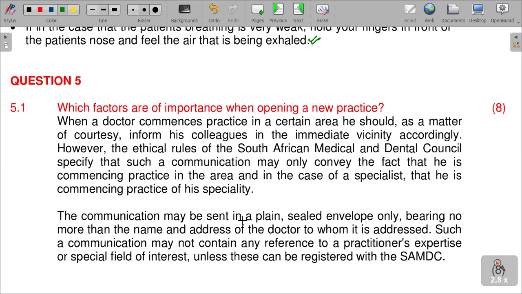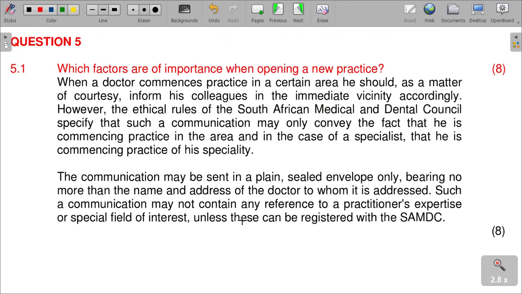Question 5. Which factors are important when opening a new practice? 8 marks. When a doctor commences a practice in a certain area, he should, as a matter of courtesy, inform the colleagues in the immediate vicinity accordingly. When a new practice is to be started in a new area, the doctor must inform his colleagues within that area. That is for courteous reasons.